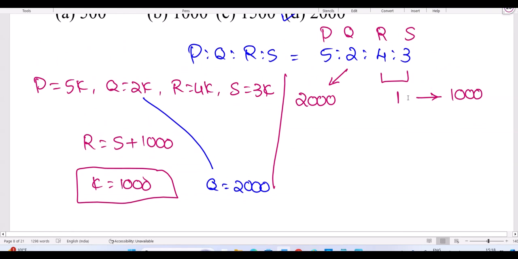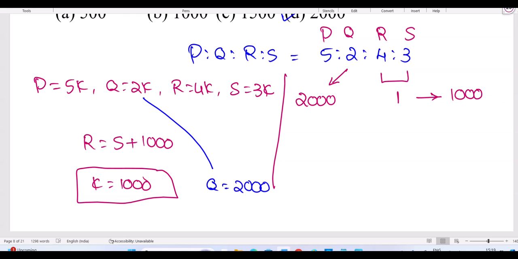From that ratio, 5K, 2K, 4K, 3K, we can pick like that. Okay. And then R is 1000 more than S. So R is 4K, S is 3K, you substitute, you get the K value, then you can do it. But these steps you can reduce when you attack a question like this directly. This is an easy question.